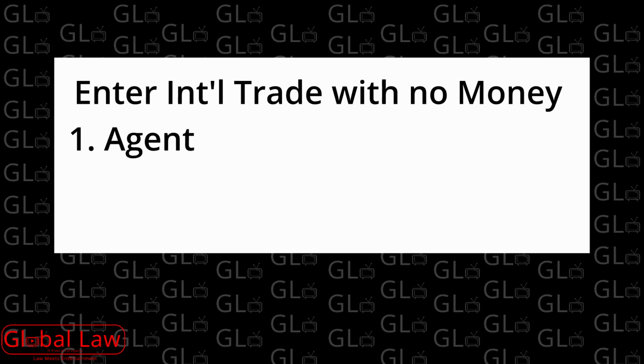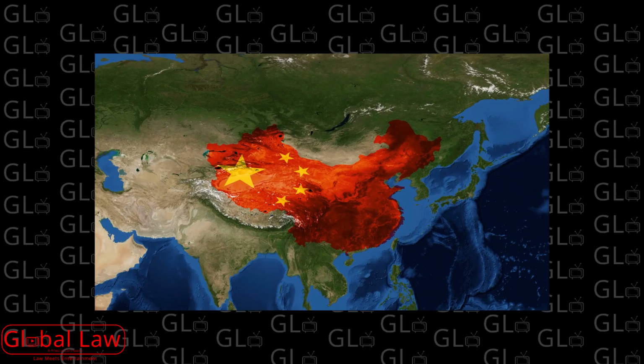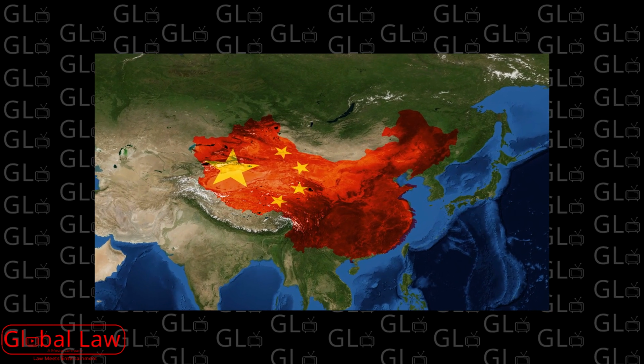So we're going to talk about, if you don't really have any money, how can you be involved in international trade? Well, one thing you can do is serve as an agent or representative for a foreign company. If a company wants to get their products into America, you can serve as an agent, a representative. You can reach out to individuals, travel to different countries, and go to different factories. Guangzhou, China is definitely one of the places where a lot of products are made.